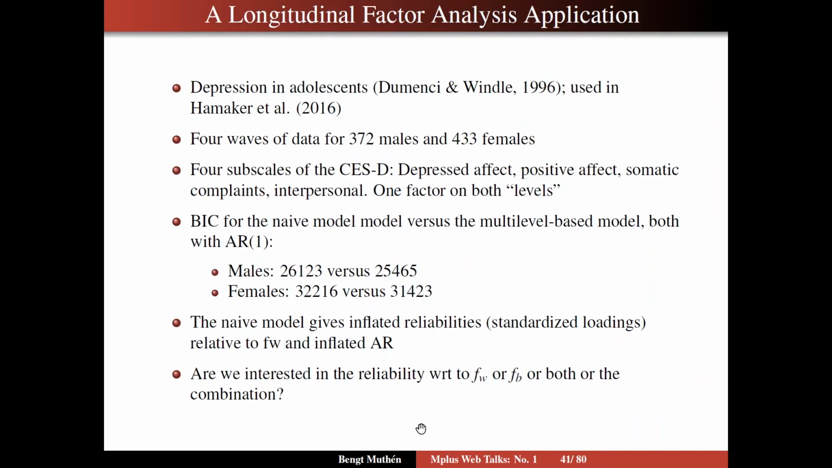If you turn to slide 41 then, let's take an application of longitudinal factor analysis done in this multi-level factor analysis inspired modeling framework. So in the Dominici and Windle article, there's an example used also in the Hamaker et al. article, depression in adolescence, where you consider t=4, four time points. And you have 4 items, 4 subscales of the CSD: depressed affect, positive affect, somatic complaints, interpersonal, and you specify one factor on both levels, on the within and the between.